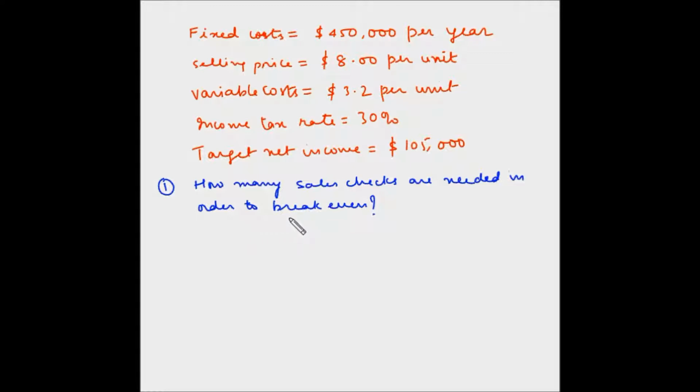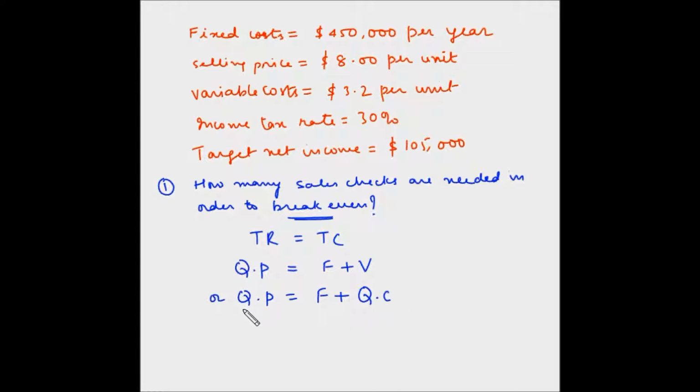Now, when do we break even? We break even when the total revenue is equal to the total cost. Total revenue is nothing but the number of units sold multiplied by the unit selling price, and total cost is fixed cost plus the variable cost, or Q multiplied by P is equal to F plus, now the variable cost can also be written as the number of units sold multiplied by the unit variable cost.